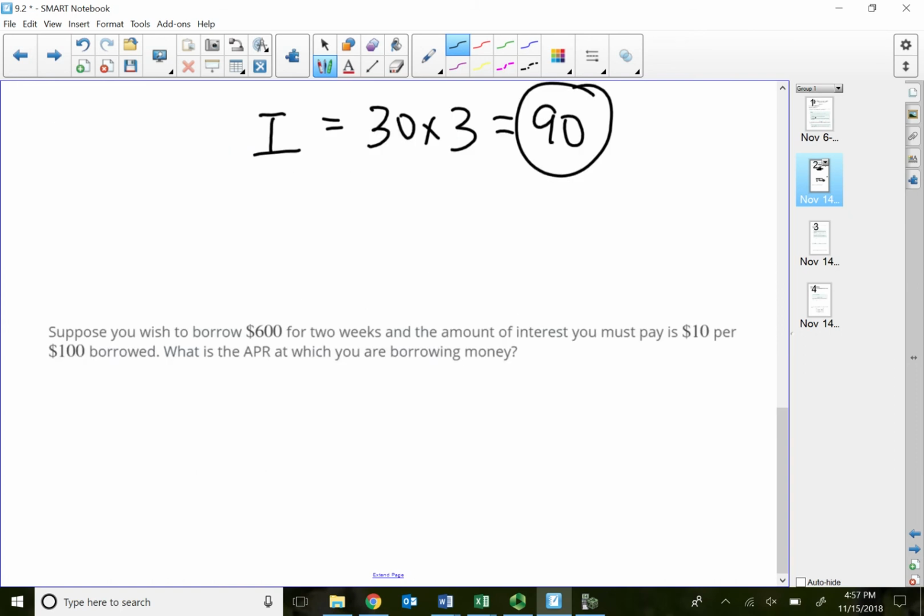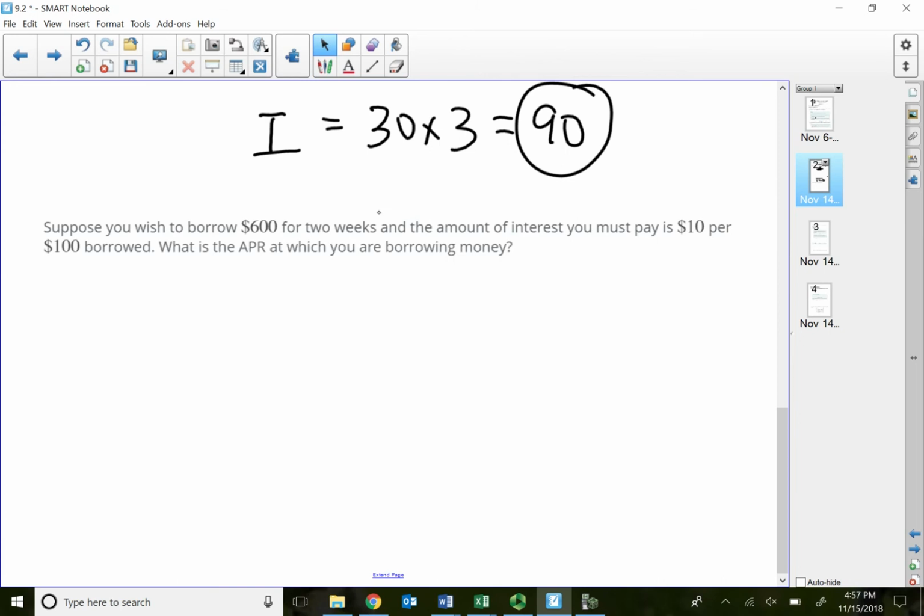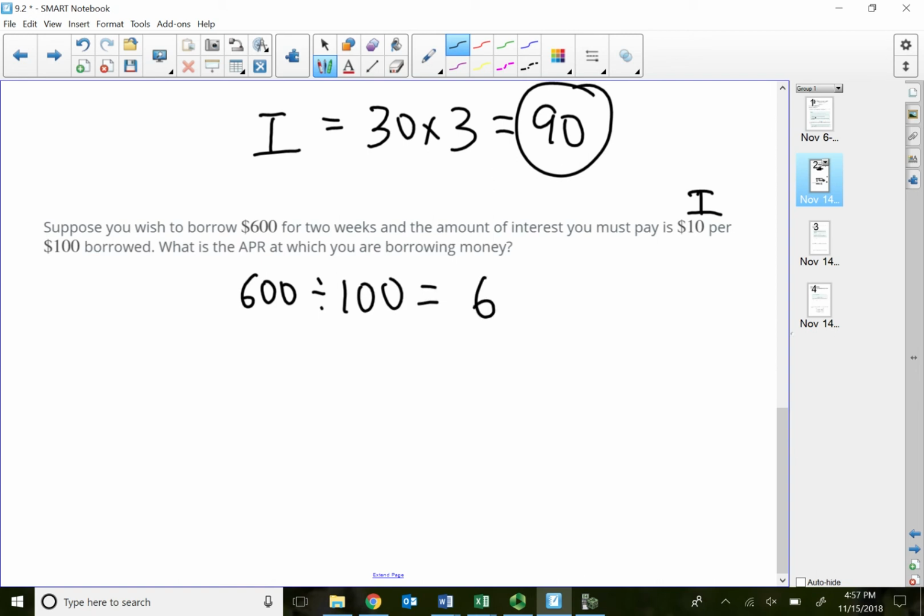Now, this next one, we will actually need to know about the weeks. Suppose you wish to borrow $600 for 2 weeks, okay? And the amount of interest you must pay is $10 per $100 borrowed. So if I borrow $600, which means I borrow 6 of those $100, and every $100 I borrow, I gotta pay $10 in interest. So when I borrow 6 of those, that will be 6 times 10. That tells me my interest is gonna be $60.